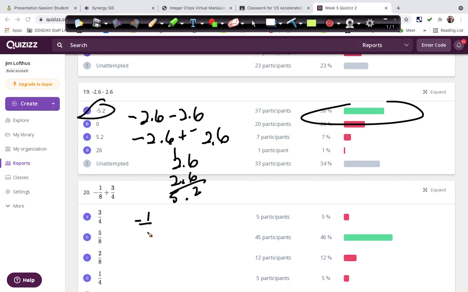Negative 1/8 plus 3/4. Let's change the 3/4 times 2 over 2, so that is negative 1/8 combined with 6/8. So a 6 combined with a negative 1 is equal to 5. That's 5/8.